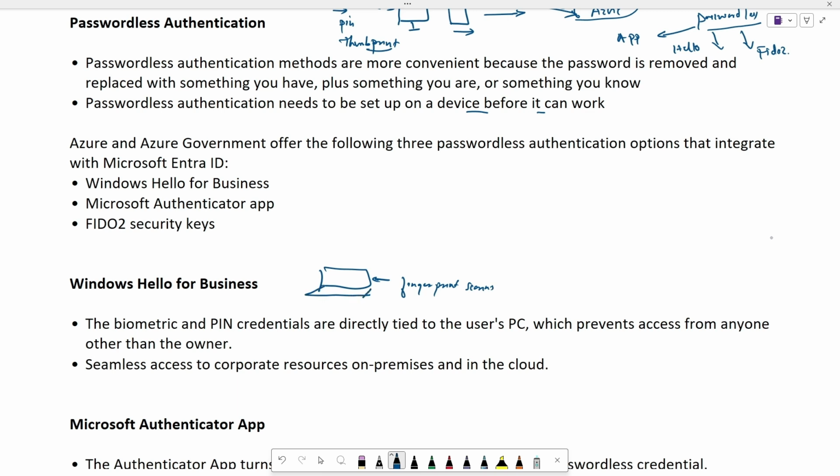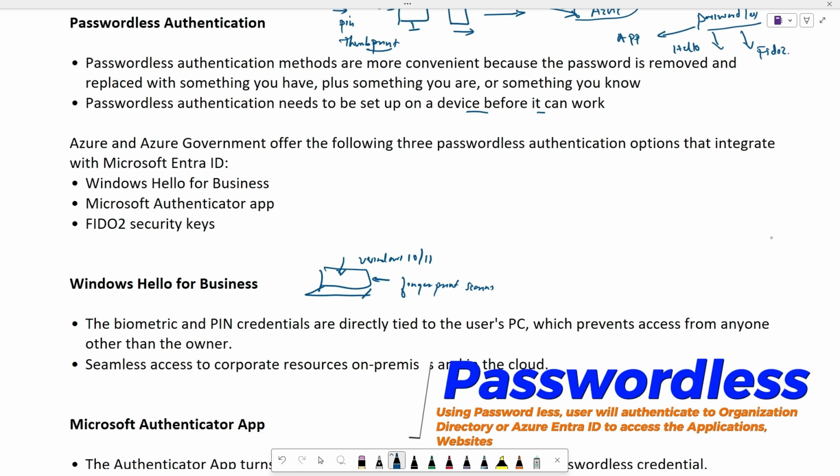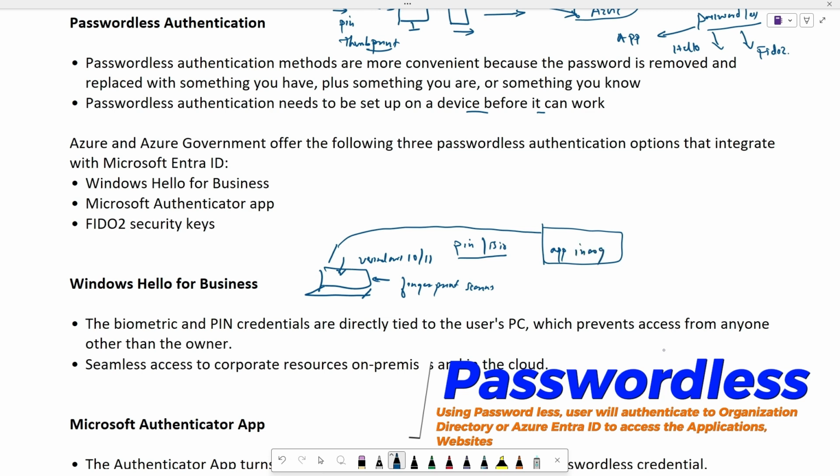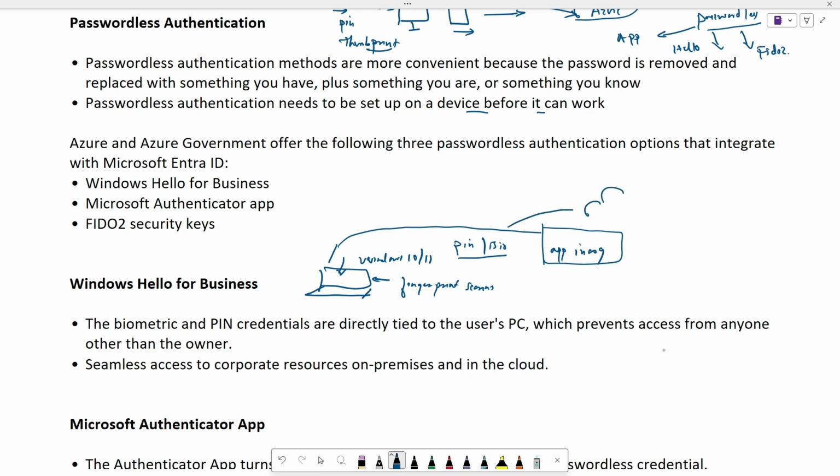So if you have a laptop and you have installed Windows 10 or 11, you have Windows Hello for Business, which will support PIN or biometric. Either you can use PIN or biometric and you will be able to access your applications in the organization, or you can also access the resources in Azure.